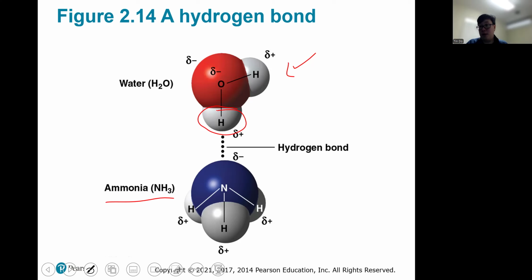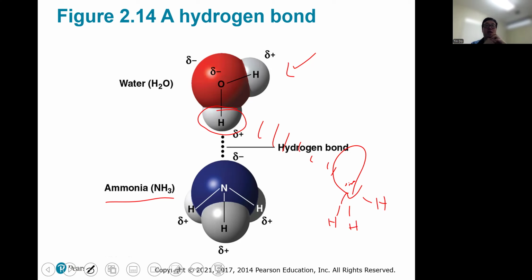There's a lone pair on ammonia, right? NH3, you guys had this as a lab, for those who took it last year in general chemistry. We asked you guys to draw the Lewis structure of ammonia. Ammonia has a big lone pair on top, which is negative. This positive end is going to get attracted to this negative end, and it will stick.